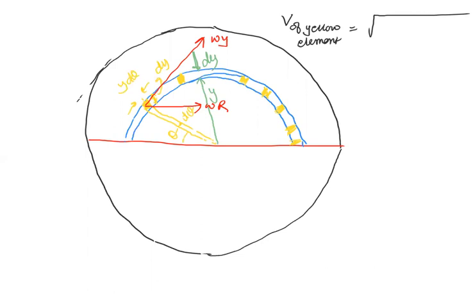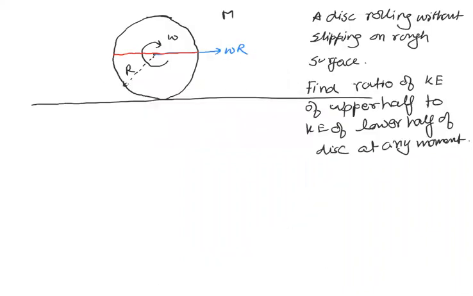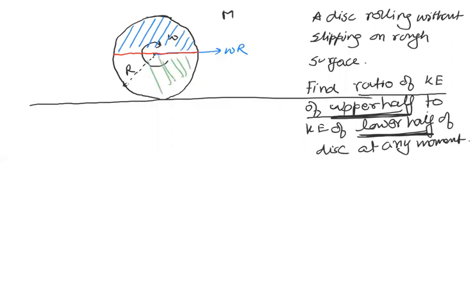I would get the kinetic energy of the entire element. I only require the kinetic energy of the upper half. Read the question. Find the ratio of the kinetic energy of the upper half to the kinetic energy of the lower half of the disk. So you need to find the kinetic energy of this part, and you need to find the kinetic energy of this part. I need their ratio. Okay, no problems.